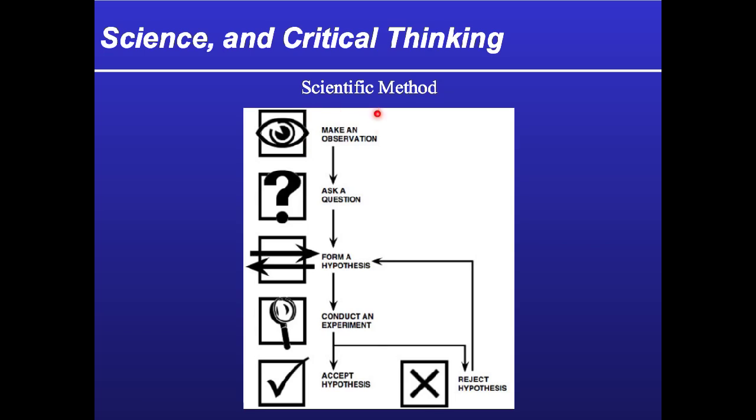First up, in the scientific method, you make an observation. You see something out there. Then from that observation, you ask yourself a question. Why am I seeing what I'm seeing? What is the reason for this? And then from that question, you can form what is known as a hypothesis. And a hypothesis is an educated guess or statement as to why something is occurring.